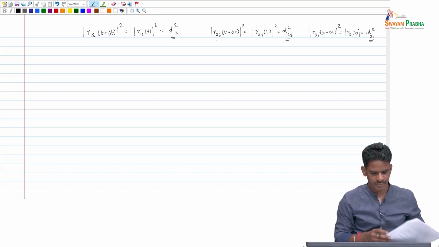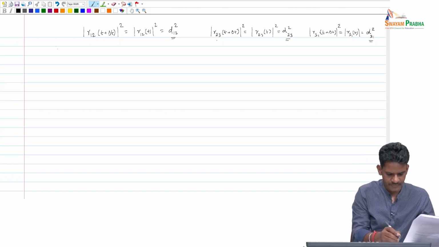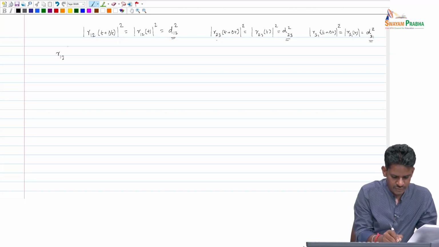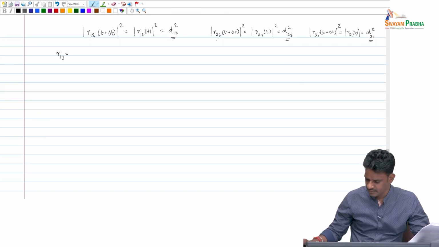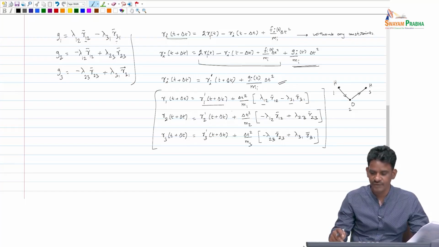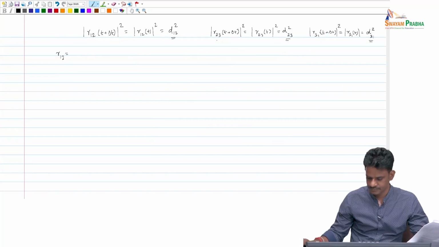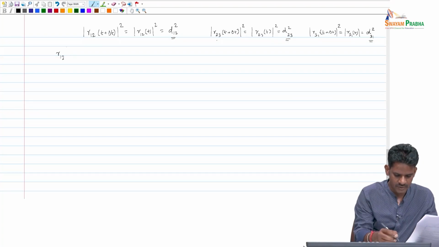So, let us write this expression for R12, R23 and R31. This R12 is basically obtained from this set of equations. R12 is defined as R1 minus R2, so that is the difference between these two expressions. And remember, this is something we are calculating at t plus delta t, because we know all the new positions now.